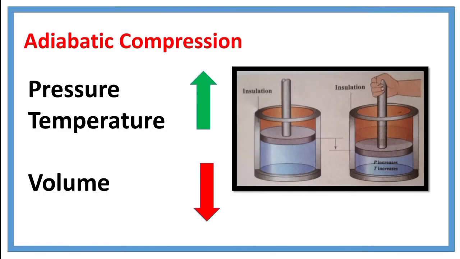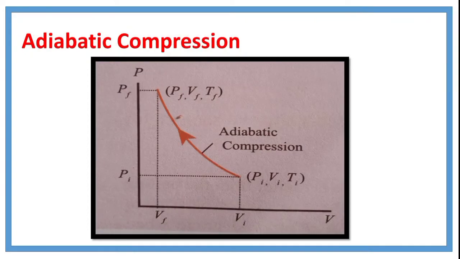In adiabatic compression, both pressure and temperature increase with a decrease in volume. Consider the same movable piston. When the piston is moved downward, the pressure and temperature increase and the volume decreases. This graph clearly shows that the pressure and temperature increase with a decrease in volume. This is called adiabatic compression.